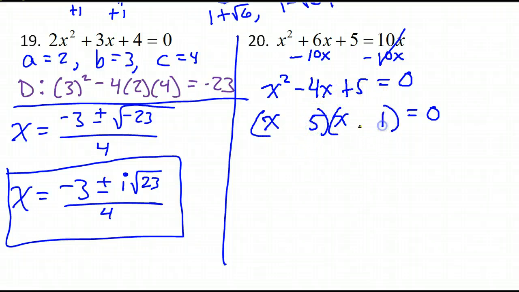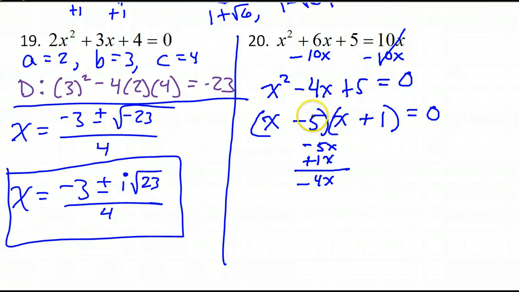5 can only be 5 times 1. If I want a negative 4 in the middle, that will happen if I have a negative 5 and a positive 1. Oh, but it doesn't actually work, does it? I was so close. It was looking good, okay? Because inner plus outer has to equal middle. Inner, I've got negative 5x. Outer, I've got positive 1x. I'm trying to get a middle of negative 4. All that worked out. I was so happy.